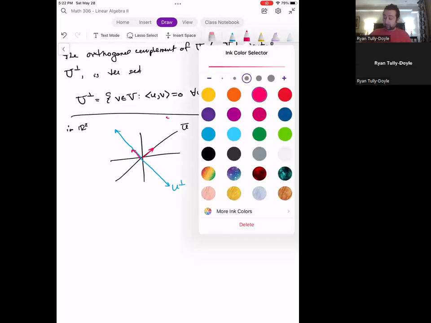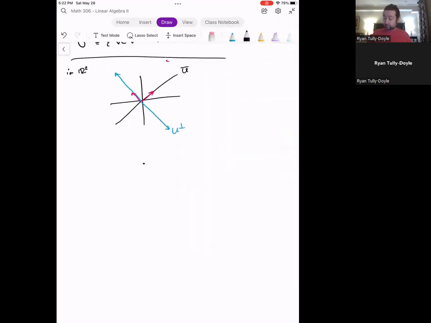Let's take a look really quick at what this looks like in R3. So in R3, if you gave me some kind of vector in R3, say v, that kind of pokes out like this, then the set of vectors orthogonal to that.